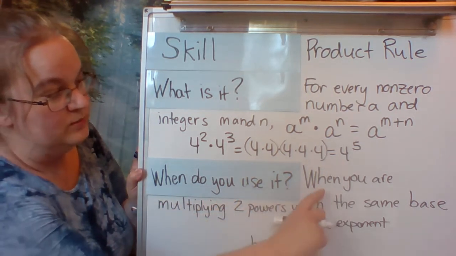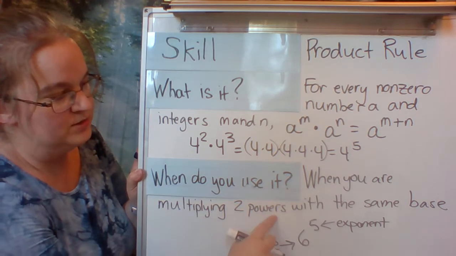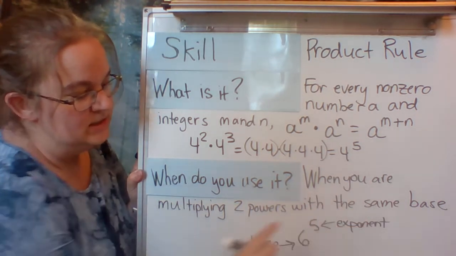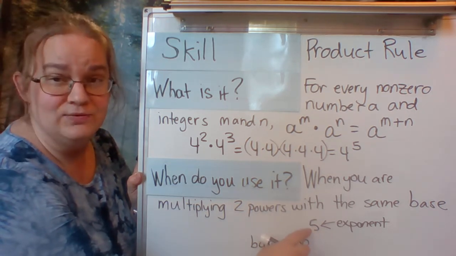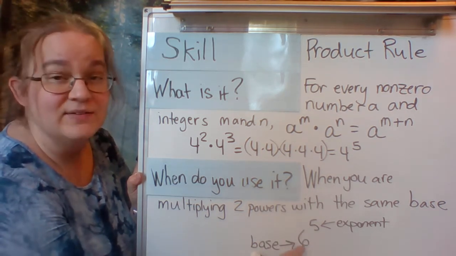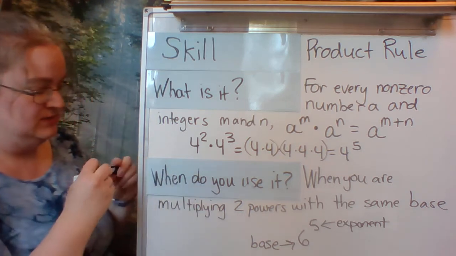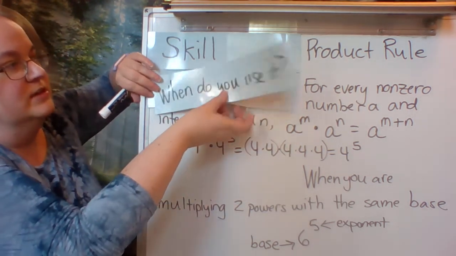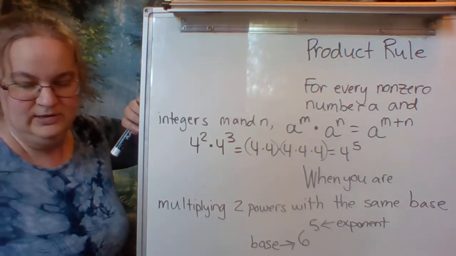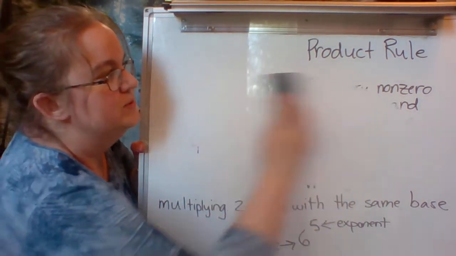When do you use it? When you are multiplying two powers with the same base. So again, the base number has to be the same. It doesn't matter if the exponents are different. You have to have the same base in order to be able to use this, okay? So if you didn't finish with notes, you can pause it. I'm going to take this down, and let's look at some examples.